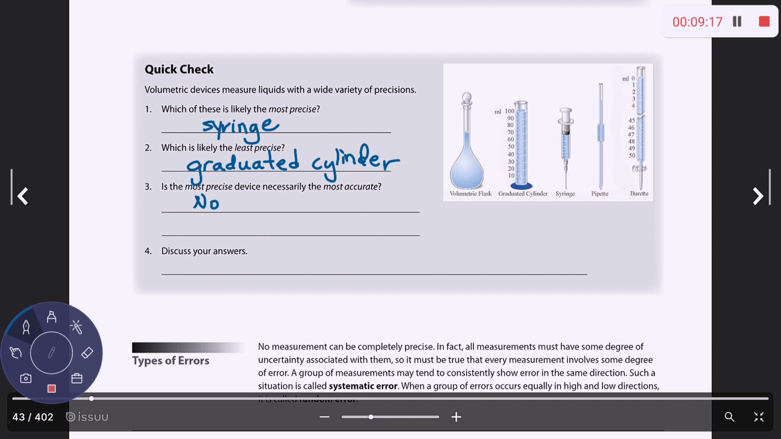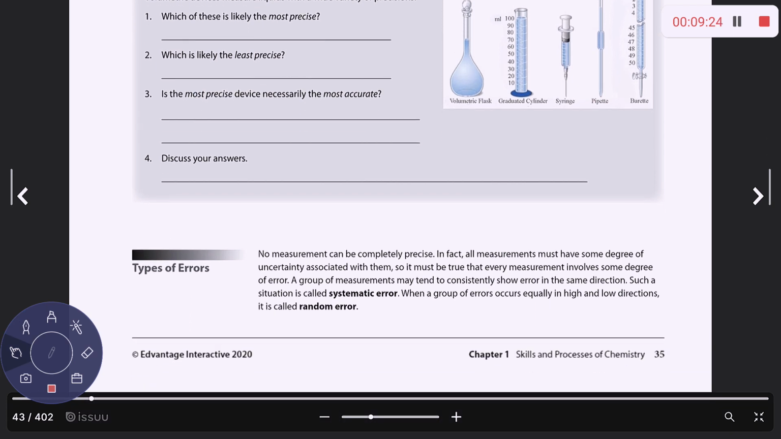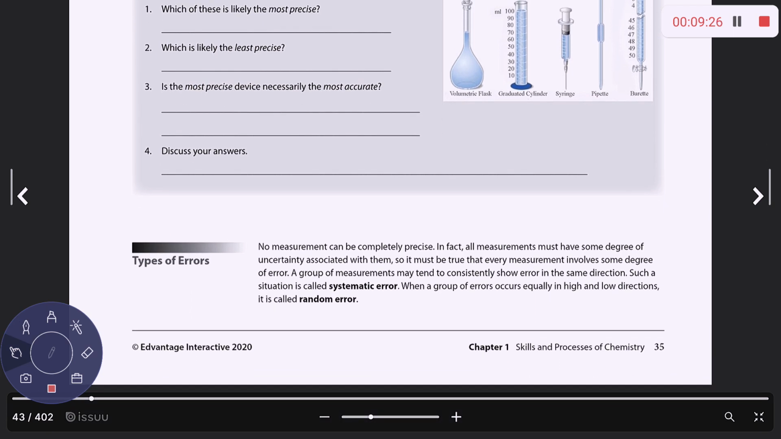All right, let's go on to types of errors. At the bottom of the page, they talk about systematic error and random error. So systematic error means that you're going to show error in the same direction. So that means you may be above the true value for all of your measurements, or you may be below it. And if you are equally in high and low directions, this is known as random error. Okay, so let's turn the page.